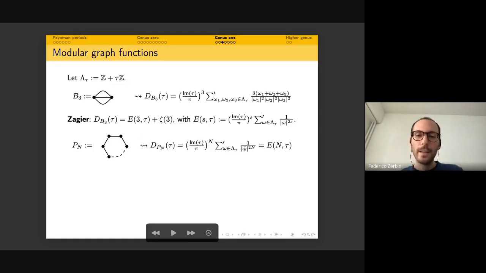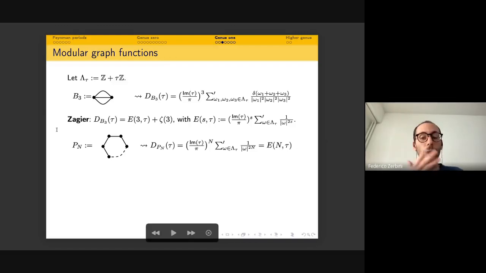So you have one omega I for each edge, and then you have the momentum conservation at each vertex, which implies that omega 1 is equal to omega 2 is equal to omega 3, and so on. And so eventually, suppose you have n edges, you just have 1 omega to the power 2n. And this is precisely the definition of the non-holomorphic Eisenstein series. And so you just get, on the nose, E of n tau.